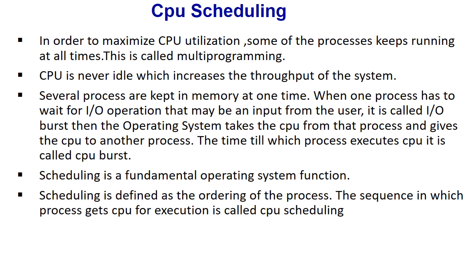When a process performs a CPU operation, that is called the CPU burst of the process. And when the process waits for some IO operation, which may be an input from the user, that is called the IO burst of the process. Then scheduling is done by the operating system.